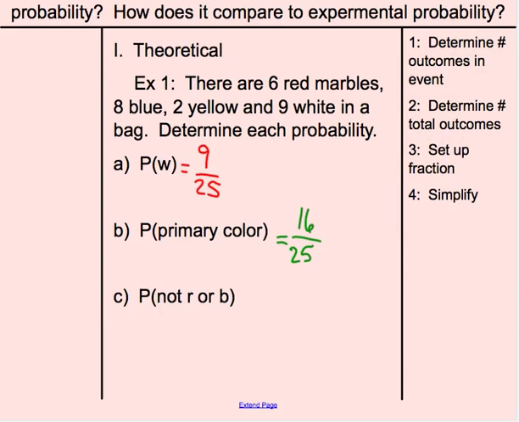Last example on this page, what's the probability it is not red or blue? What I meant by that, because now that I'm looking at it, it might be a little bit confusing, is that it is not red and it is not blue. So the marbles that are left are the yellow and the white ones, so that gives us 11 marbles out of our 25 marble total.